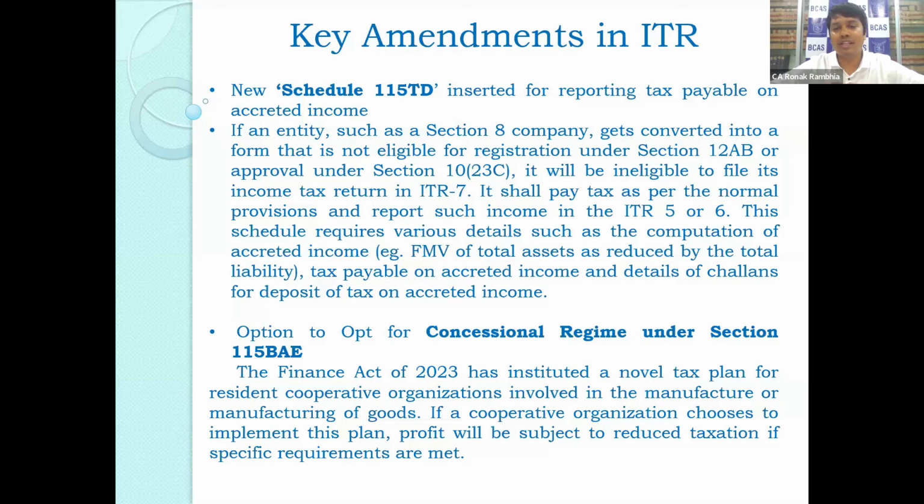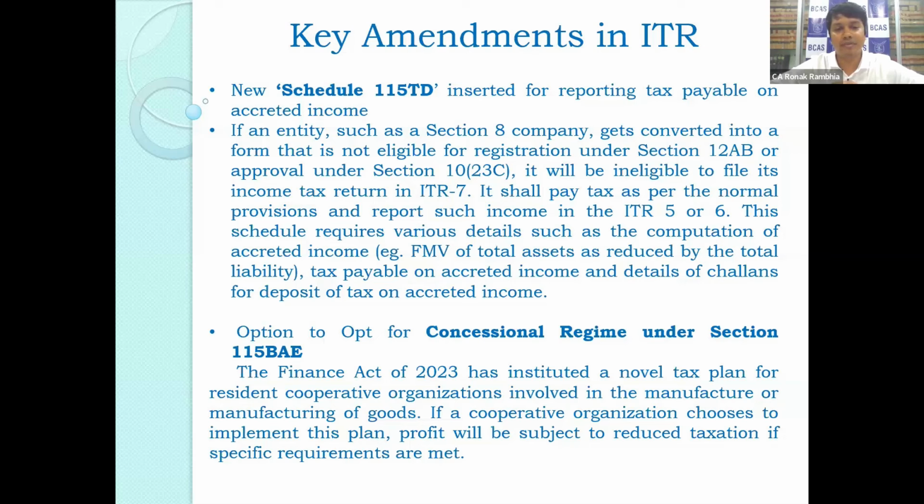This schedule requires various details such as the computation of the accreted income, that is the fair market value of all total assets as reduced by the total liability, then the tax payable on such accreted income, and the mode of payment, that is the details of the challan for the deposit of the tax on this accreted income. So this is for SSEs which are opting out or which are ineligible to claim deduction registration under Section 12AB or 10(23C).